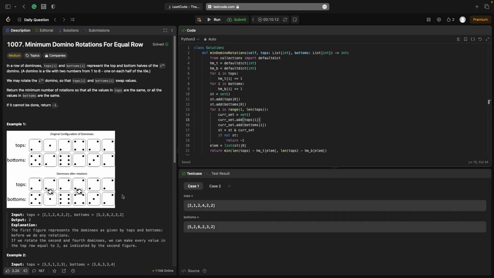Before we go into that, let's look into the intuition of the case where we know that we cannot have a scenario, we cannot rotate such that we will form at least one row with the same value, right? That will be the case when, let's say, there's nothing in common, right? In that case, we cannot form a row with the same value.